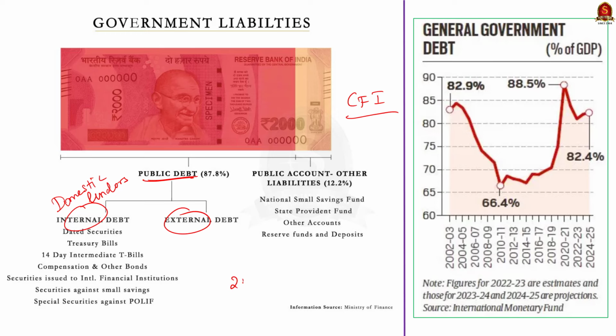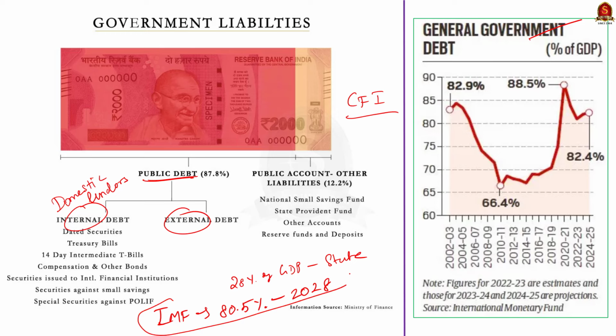India's public debt to GDP ratio increased from 81% in 2005-6 to 84% in 2021-22 and then back to 81% in 22-23. According to the International Monetary Fund, India's government debt is projected to decline to 80.5% in 2028. Also note that India's external debt to GDP ratio fell to 18.6% at the end of September 2023.